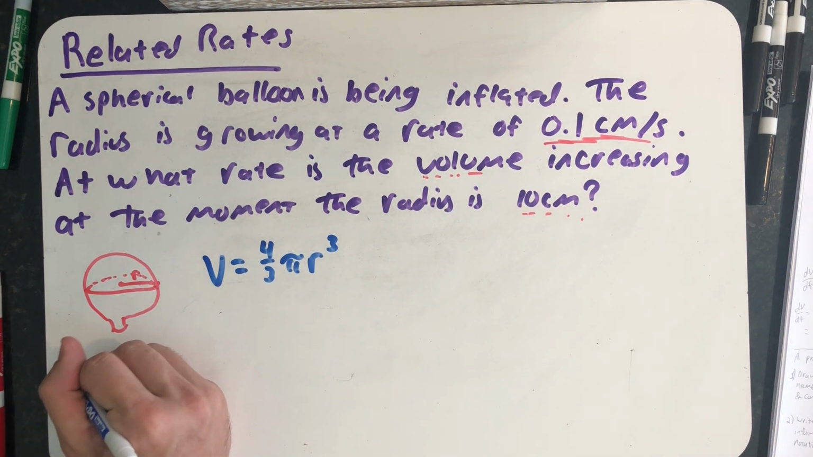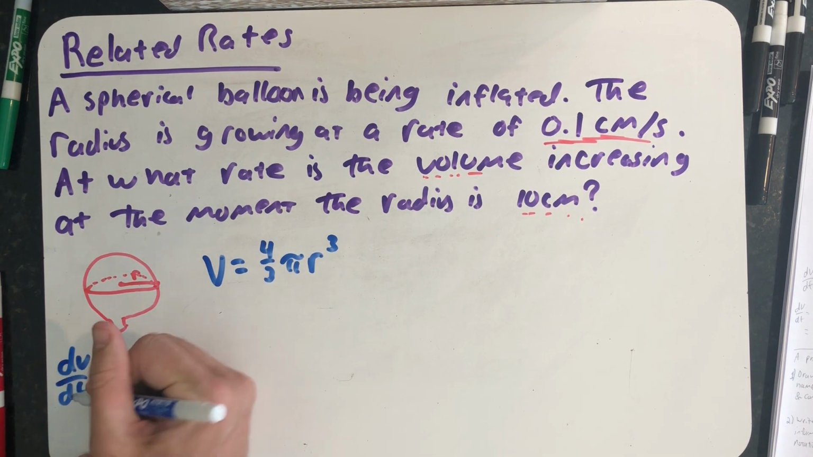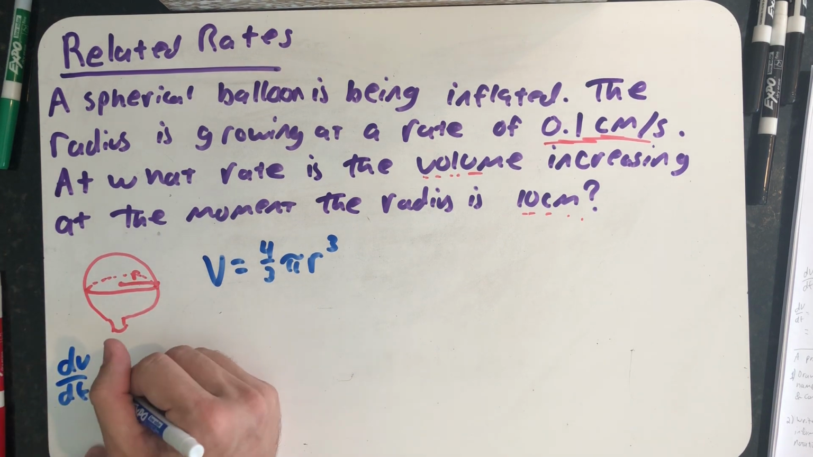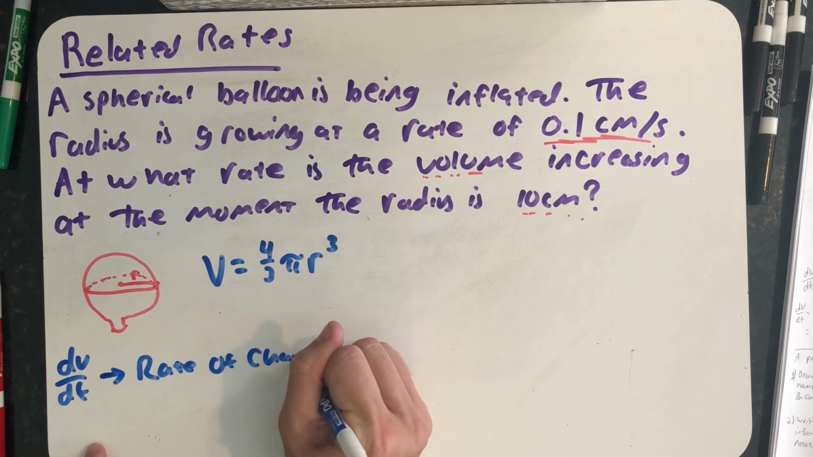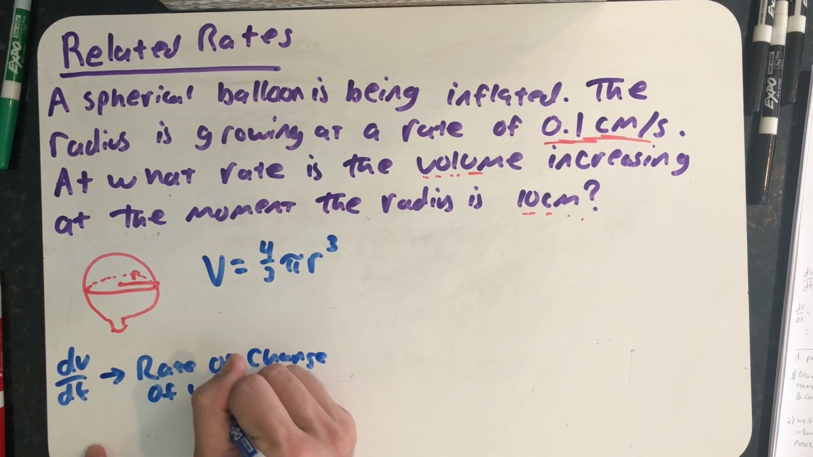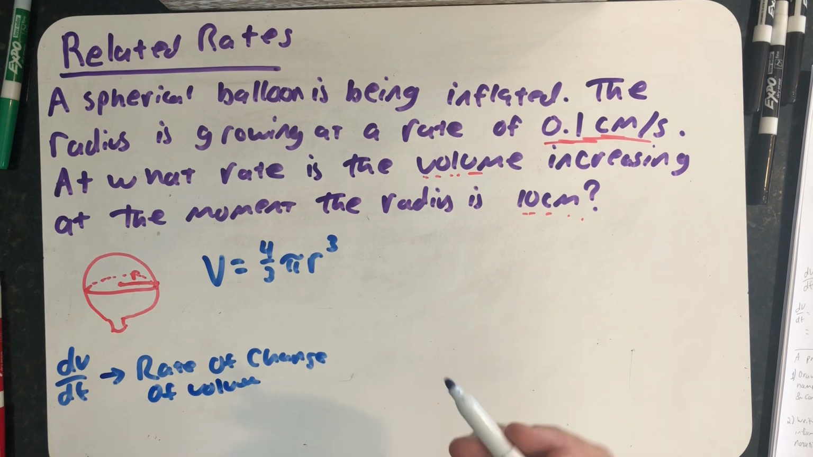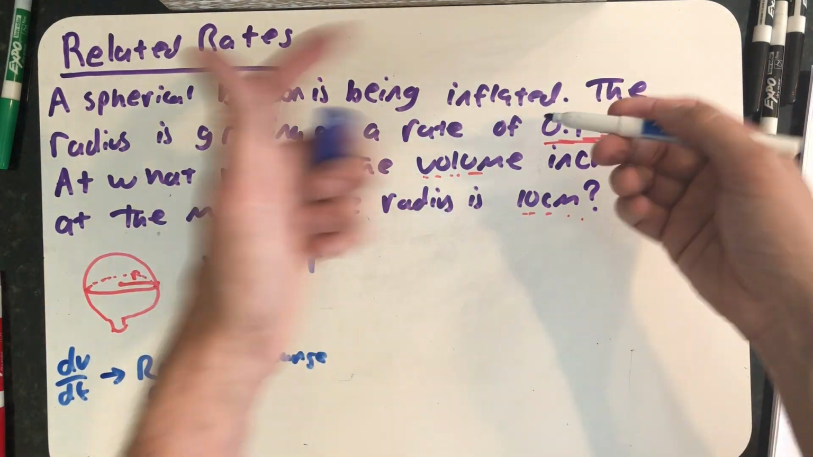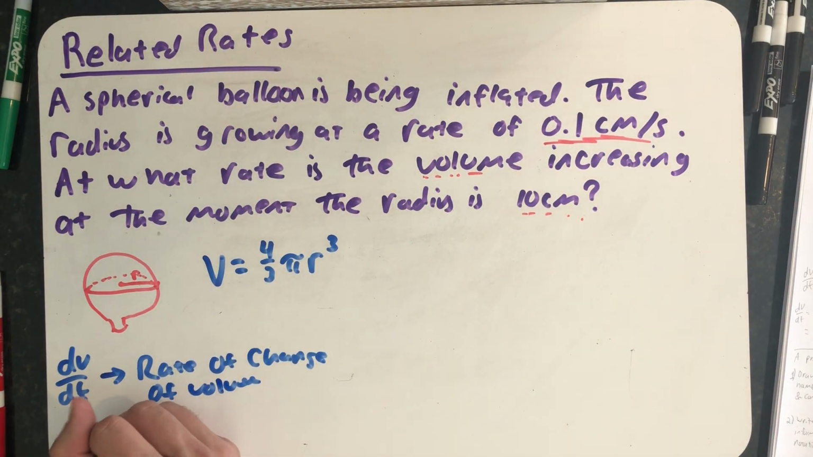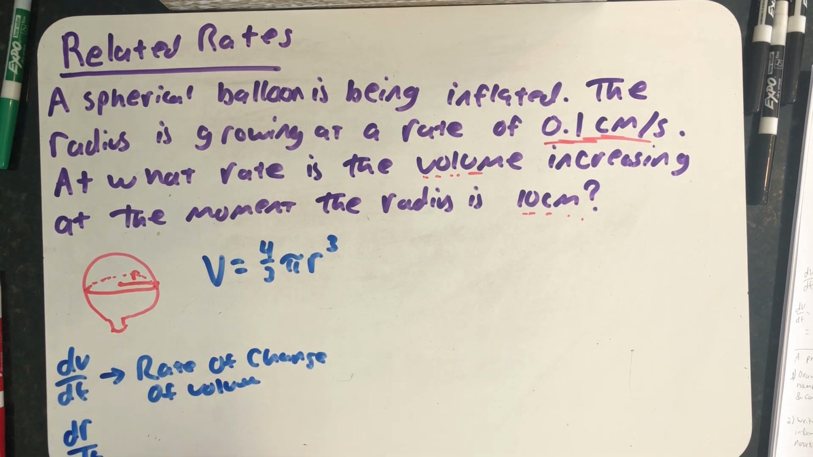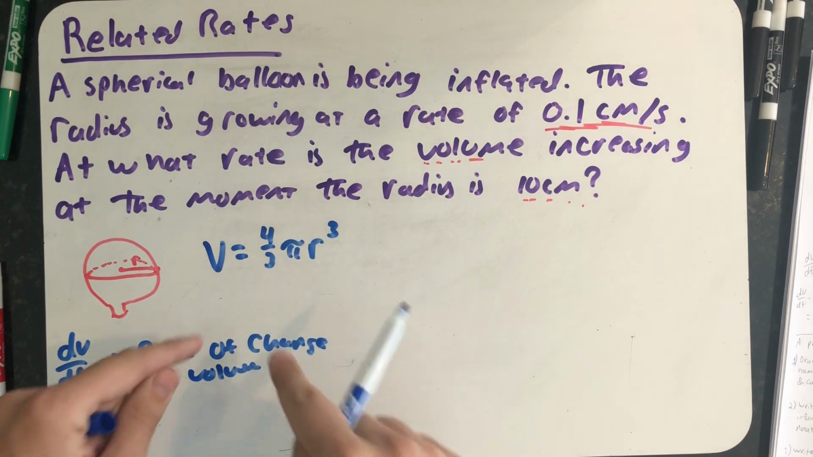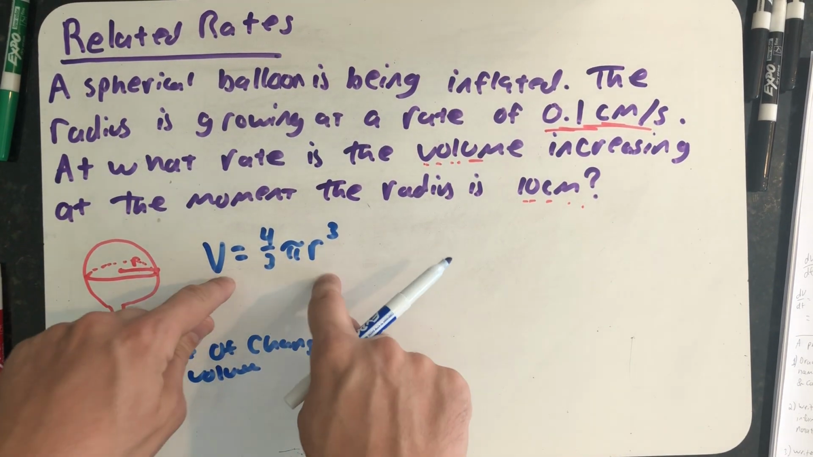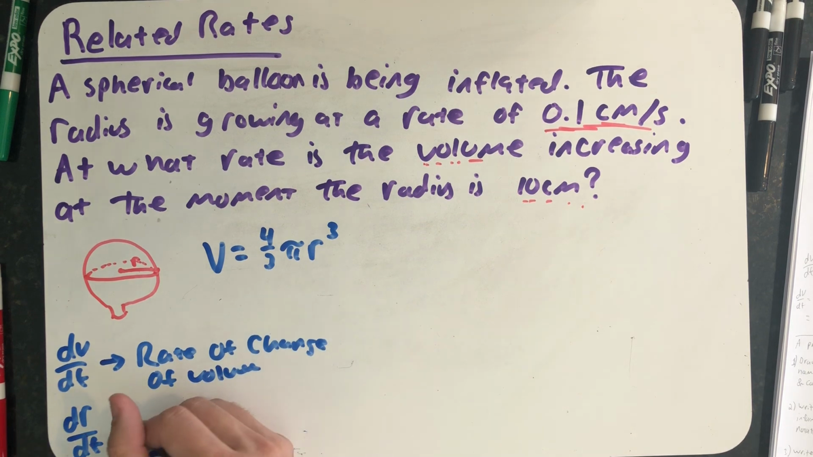Well, the rate of change of volume would be dV/dt, the derivative of volume with respect to time. So that's the rate of change. That's what derivatives do. That's what I'm looking for in this problem. And then the rate of change of radius I'm given, I'd call that dr/dt, right? The derivative of radius with respect to time. And the biggest thing here is that in this equation, the volume and radius are both changing. They're both functions of time. So I know this one, I'm looking for that one.